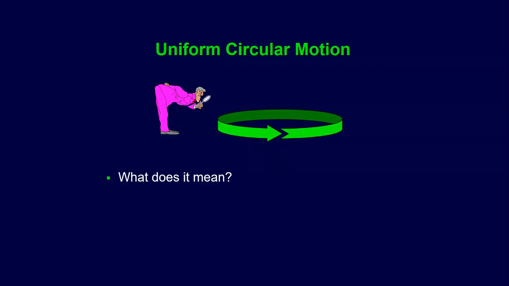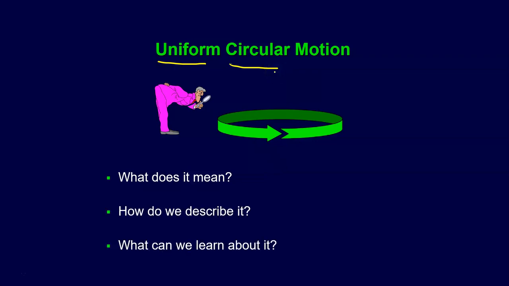So uniform circular motion is moving in a circle with a uniform speed. Uniform means uniform speed, uniform radius, and you're moving in a circle. So what does it mean? How do we describe it? And what can we learn about it? We're going to talk about that now and hopefully get ready for class.